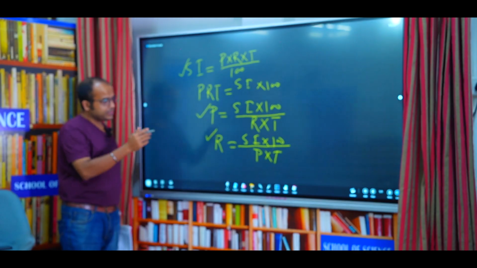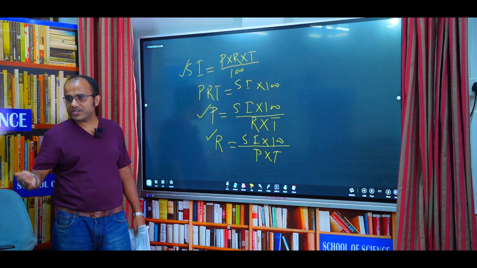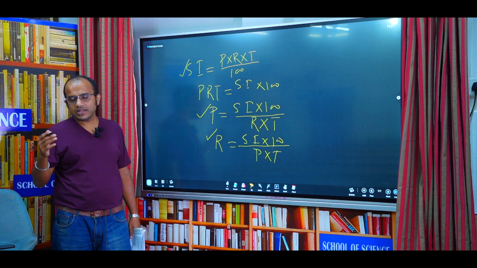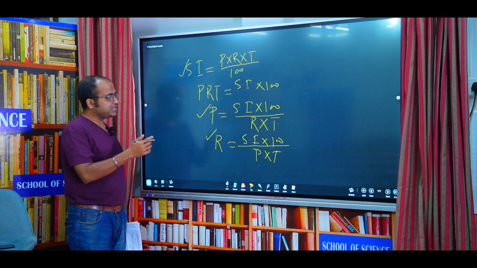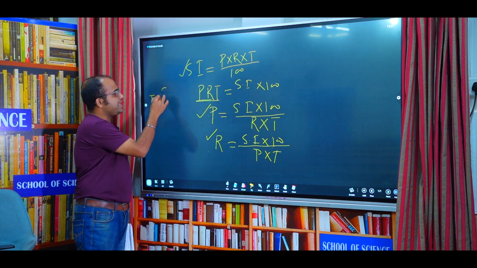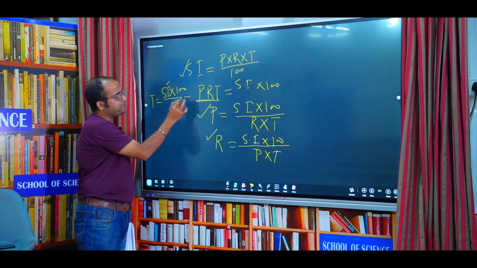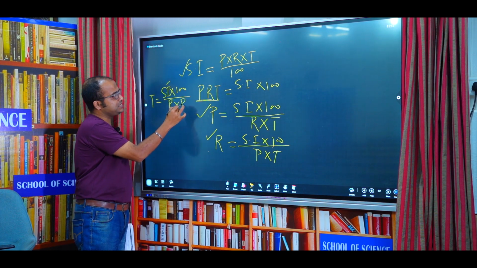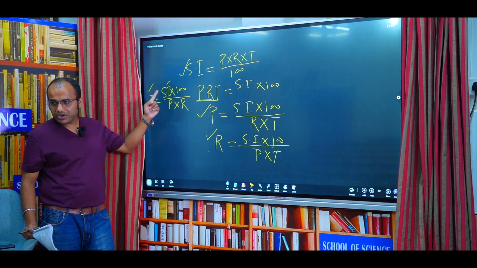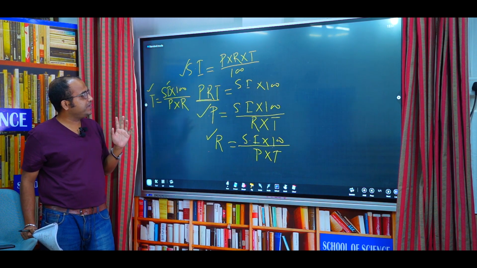Now suppose they are asking for what time you are depositing the money. That much interest you are getting, that much rate of interest you are giving, that much simple interest you are getting. So if they are asking for how many years you have deposited the money, then T is equal to what? From the same formula, after cross multiplication, T is equal to simple interest into 100 divided by principal into rate of interest. This is the formula for calculating the time.